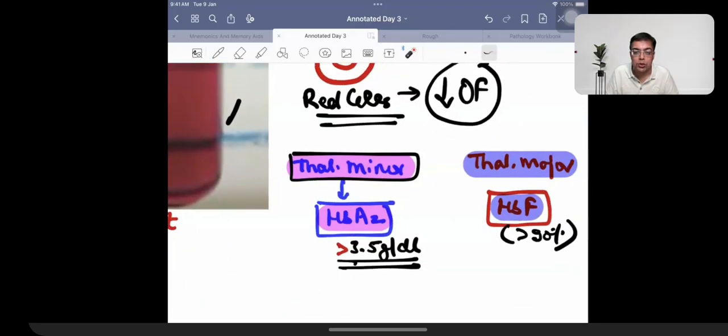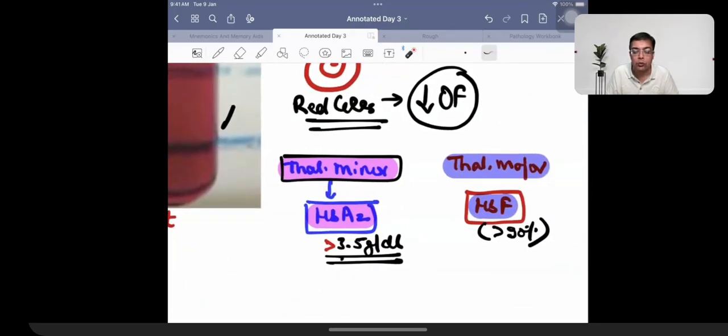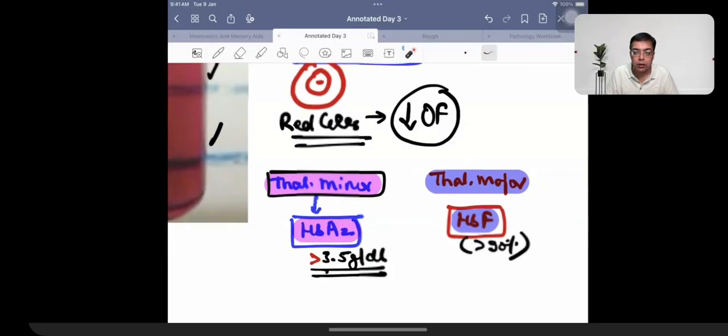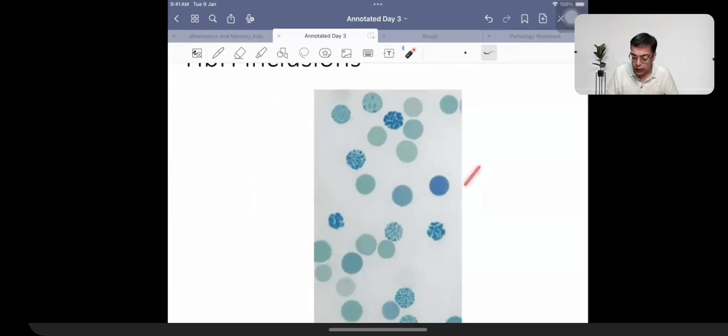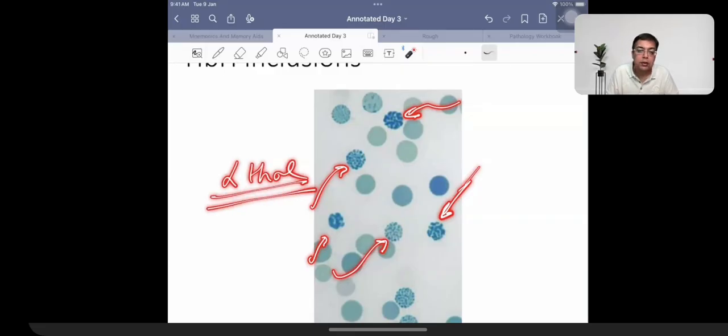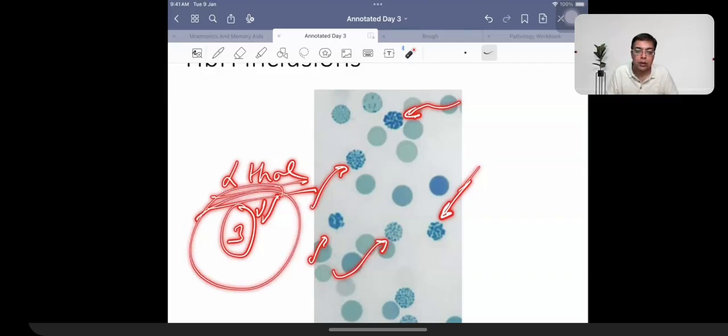Which hemoglobin will you use for thalassemia minor? HbA2, value more than 3.5. Which hemoglobin will you use for thalassemia major? HbF. When I'm talking about alpha thalassemia, you have to remember HbH inclusions. These are examples of golf ball inclusions, and they are suggestive of the patient having alpha thalassemia. How many chains are deleted? Three. Three chains are deleted over here.